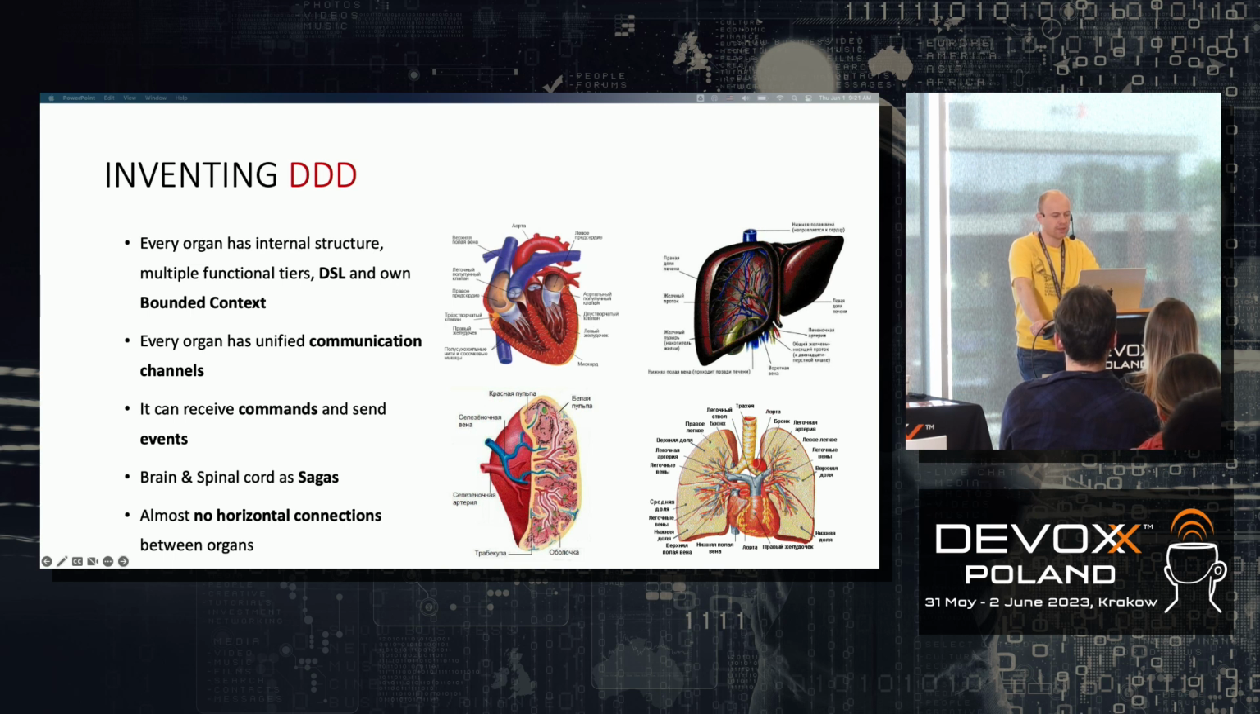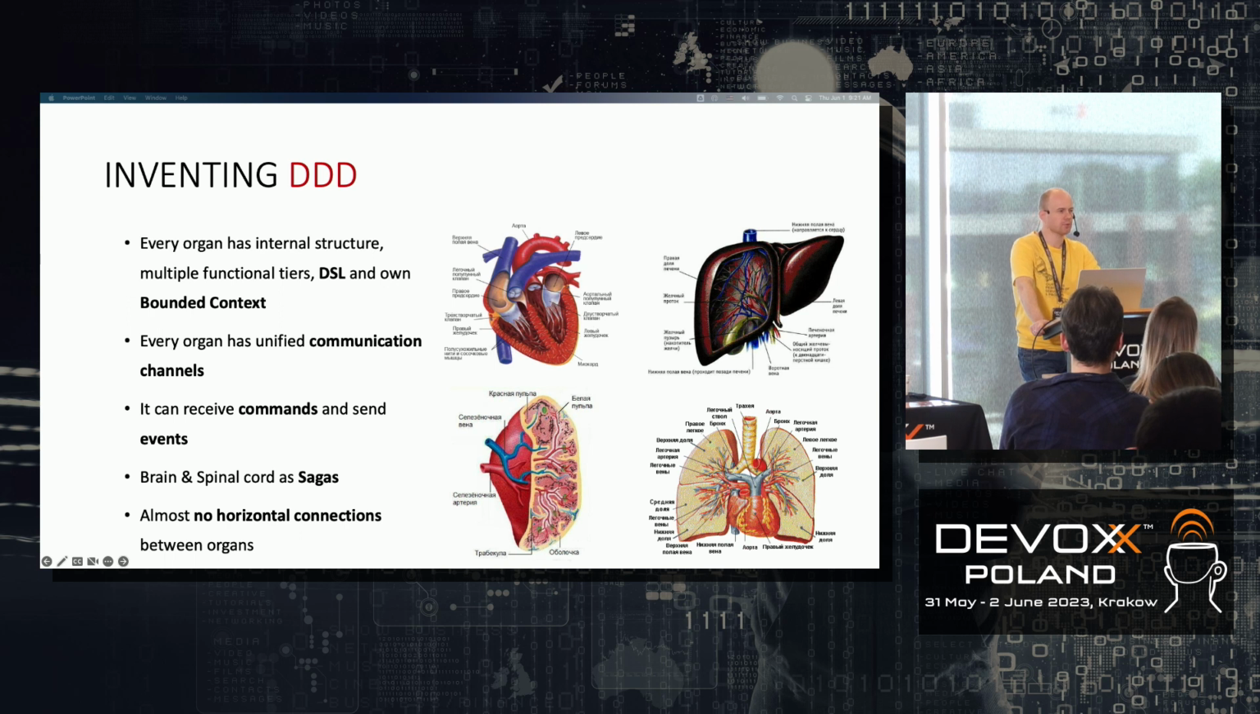And another implication is that there are almost no horizontal connections between organs. All communication comes through the brain and spinal cord. That's an important implication, by the way, and again proves that it looks like domain-driven design. By the way, the spinal cord serves another function. It amplifies signals and works as an API gateway in a certain sense.